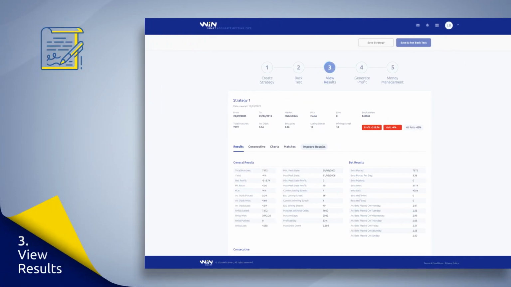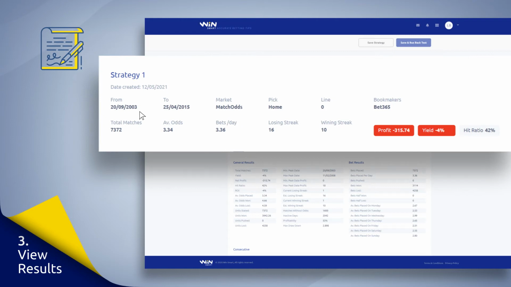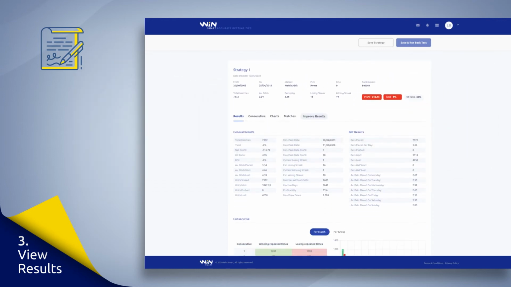In step 3, start by taking some time to study the results of your previous moves. Check out all the data of your strategy, general statistics generated by it. How many games in total were tested and had the same characteristics? Their average performance, how many matches you shouldn't bet on every day, and of course, the winning and losing streak the strategy has. Next to that, in the boxes, you can see profit, yield, as well as hit ratio. Those are probably the most important aspects of the strategy.